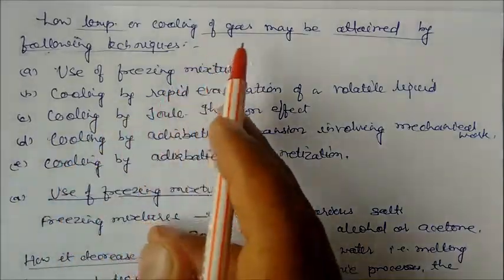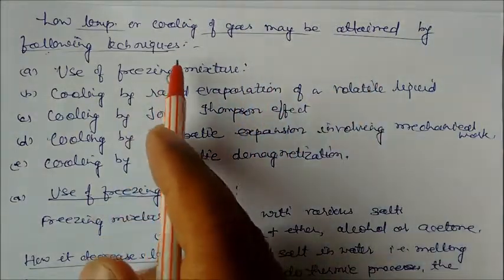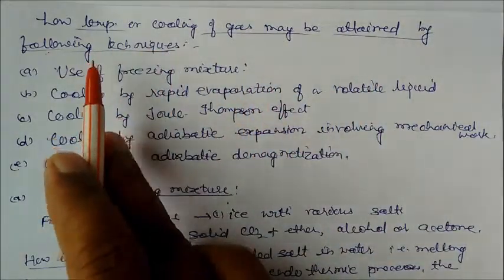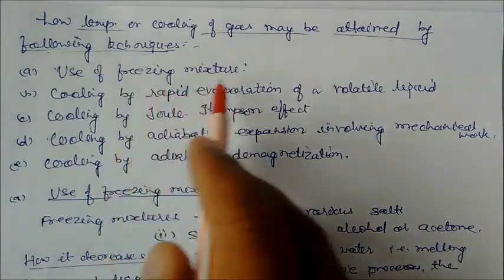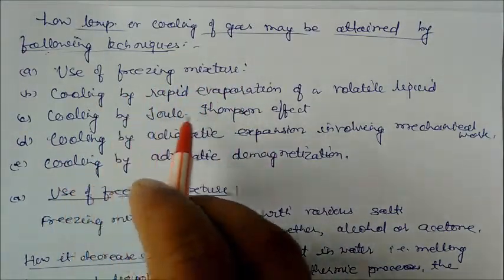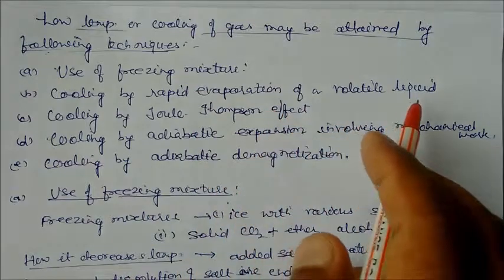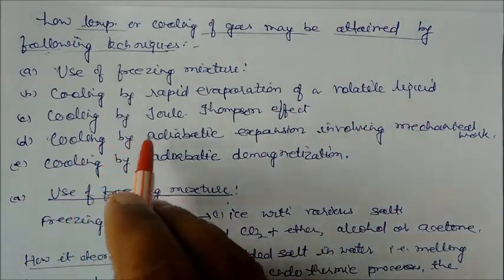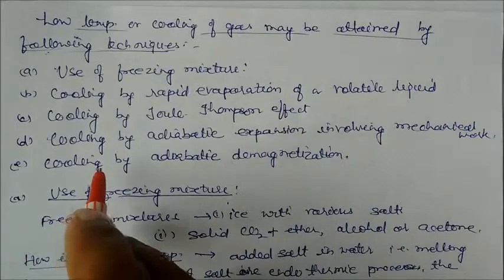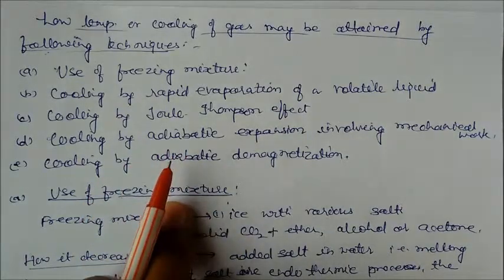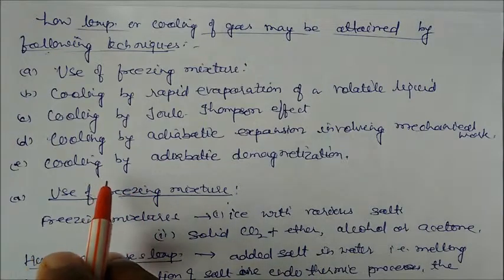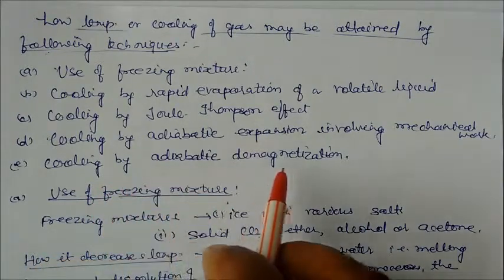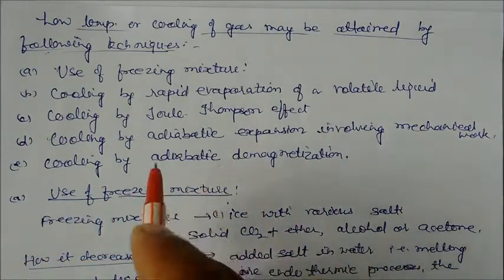Low temperature or cooling of a gas may be attained by the following techniques. How can we reduce the temperature? These are the techniques. One is the use of freezing mixtures. Second, cooling by rapid evaporation of a volatile liquid. Third, we can cool by the Joule-Thomson effect. Fourth, we can cool by adiabatic expansion involving mechanical work. Fifth, we can cool the gas by adiabatic demagnetization. So let us see them one by one.